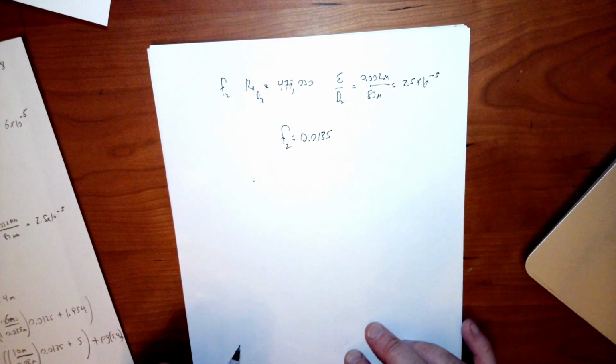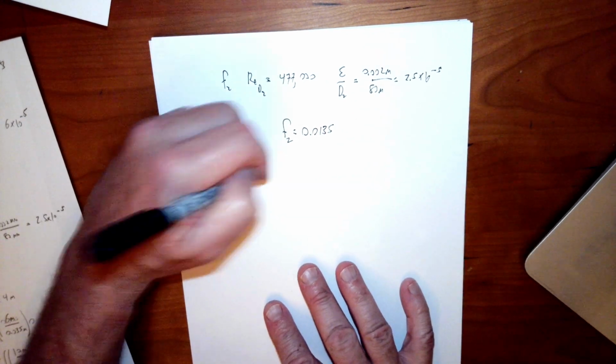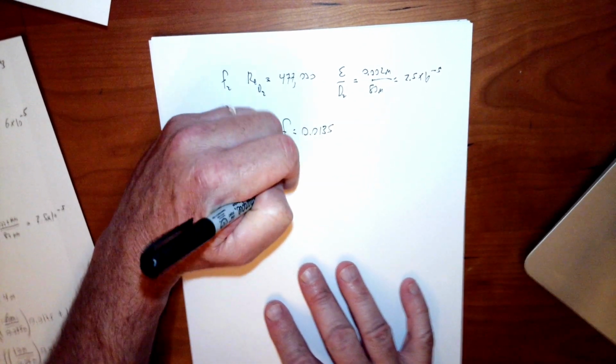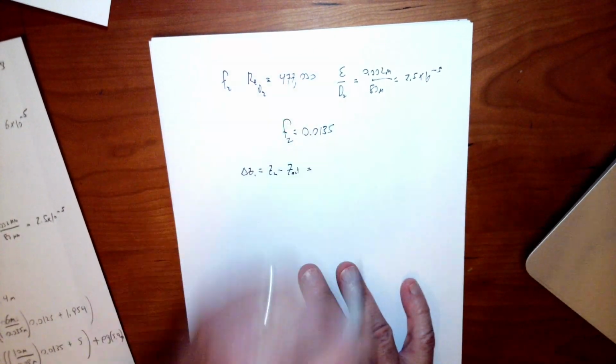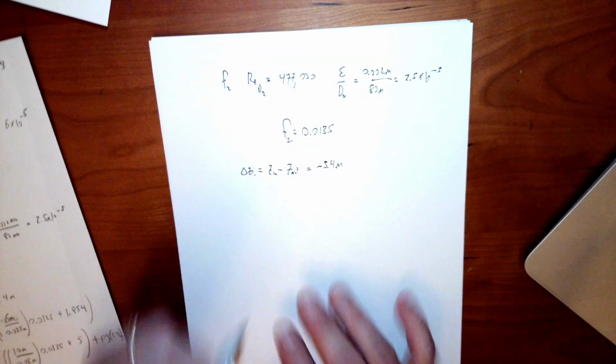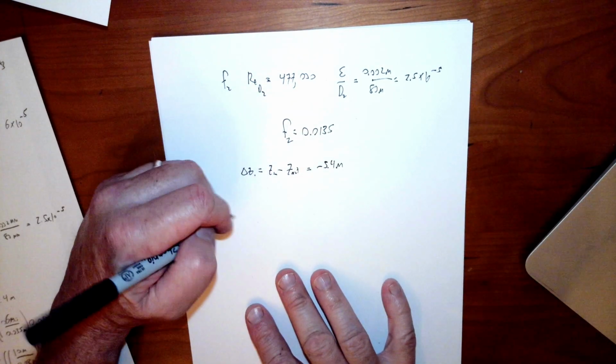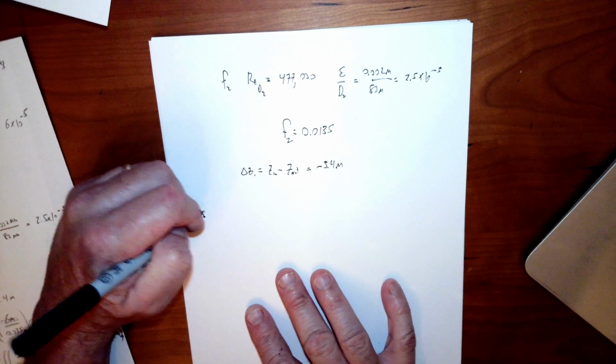I've got to put all that together. I also need my delta z. Well, my delta z is equal to z in minus z out. That's our definition of delta z for these problems, and that's minus 5.4 meters because the z out is greater than the z in. The pump is pumping uphill. So I can write all of that in terms of my pressure now.